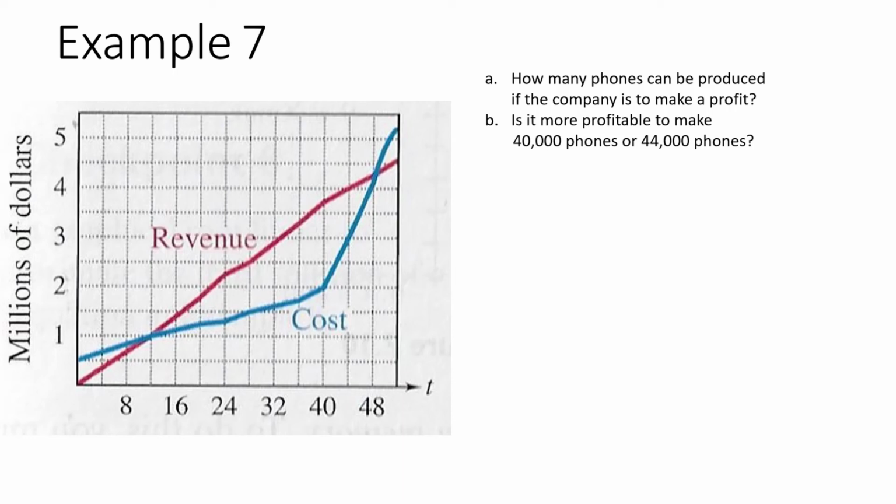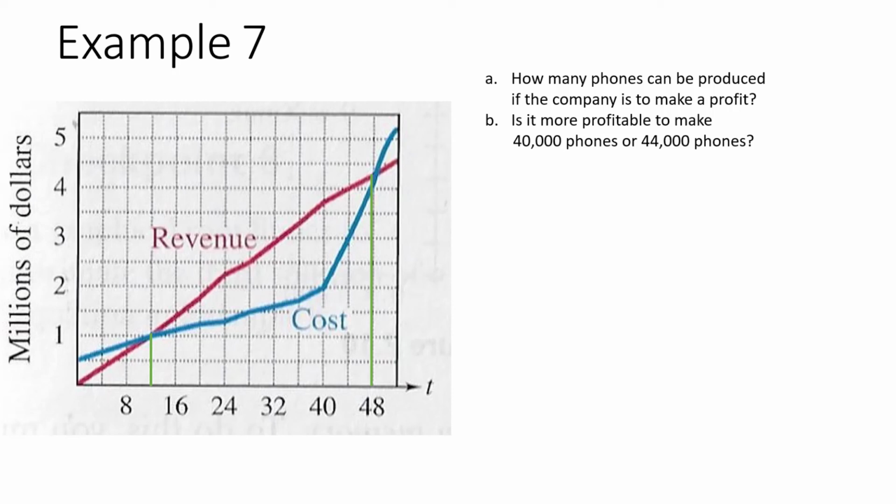Profit is defined as revenue minus cost, so the company makes a profit anytime the revenue line is above the cost line. This begins at 12,000 phones and ends at 48,000 phones. So the company makes a profit at any production level between 12,000 and 48,000 phones.